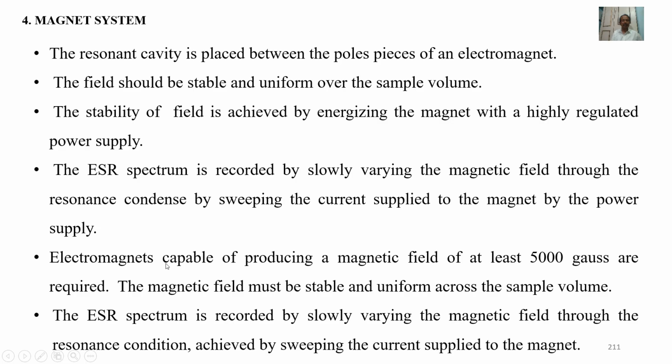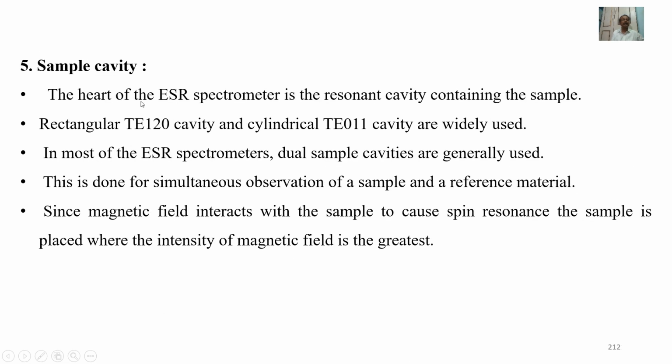Electromagnets capable of producing a magnetic field of at least 5000 Gauss are required. The magnetic field must be stable and uniform across the sample volume. The ESR spectrum is recorded by slowly varying the magnetic field through the resonance condition achieved by sweeping the current supply to the magnet. Then the fifth part is the sample cavity.